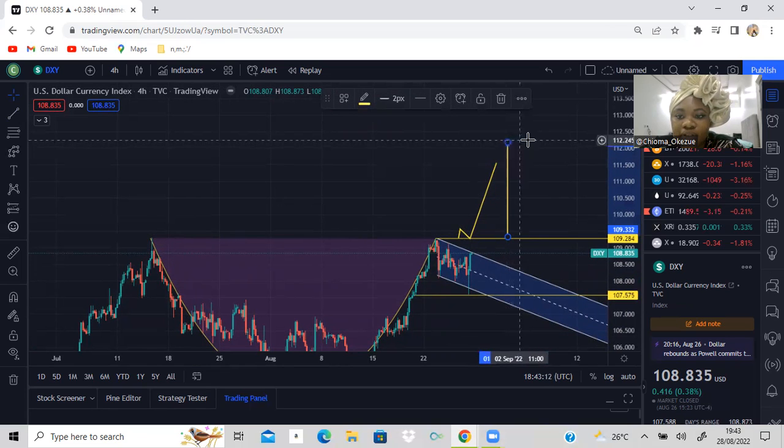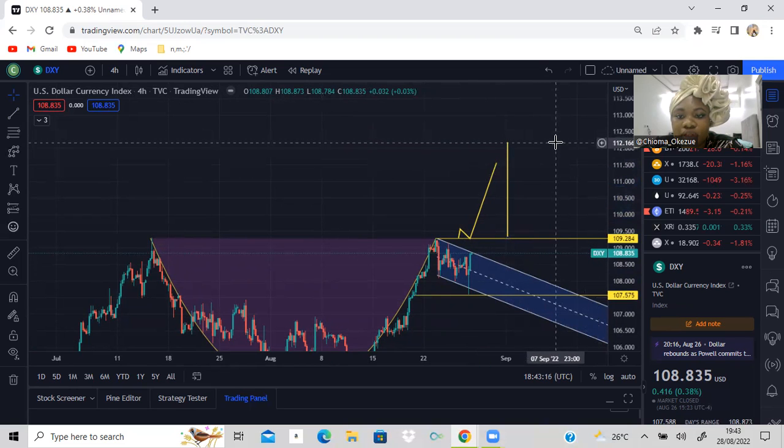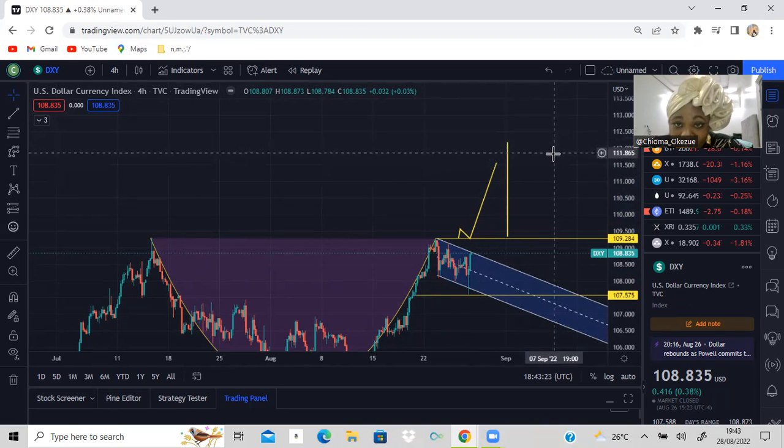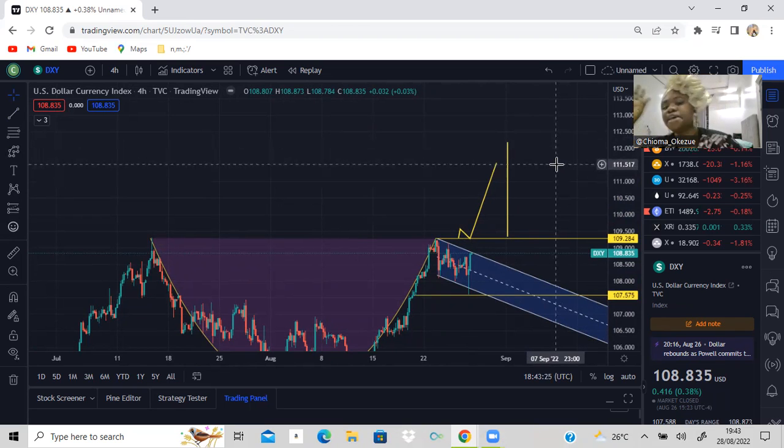112.182 around here. Yeah. That is where we expect TP, but I wouldn't even bother waiting for it to reach here. I can take it here and I'm fine. So that is how to trade the teacup pattern.